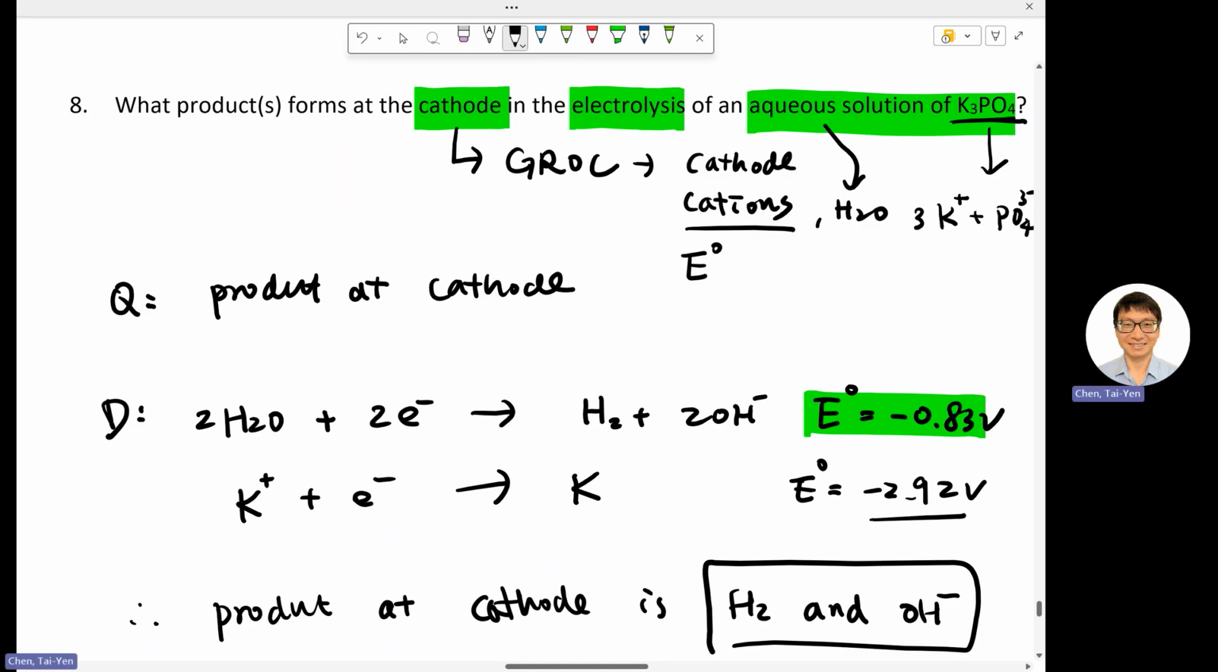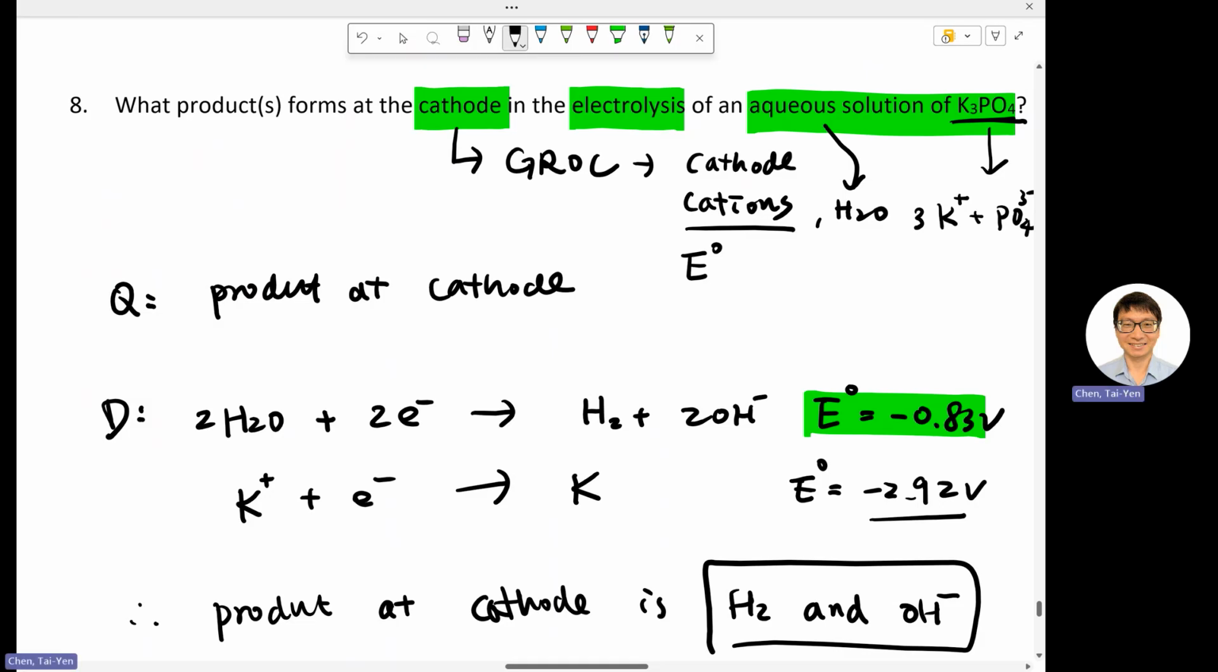Yeah, so your question is that we actually need to answer H2 and OH minus, because when you undergo this, you produce H2 and you also produce OH ions. So both will just show up in the electron. Any other question for this type of question?